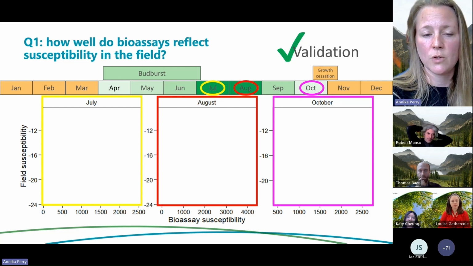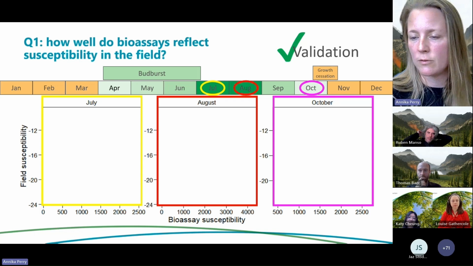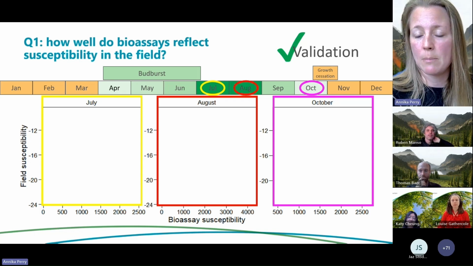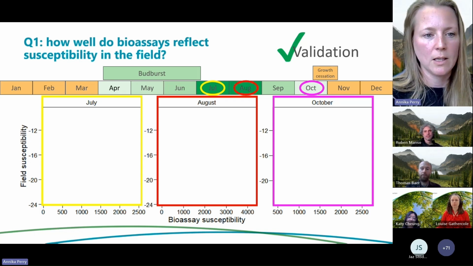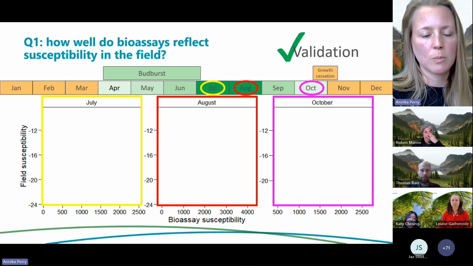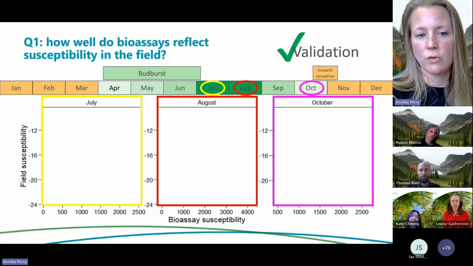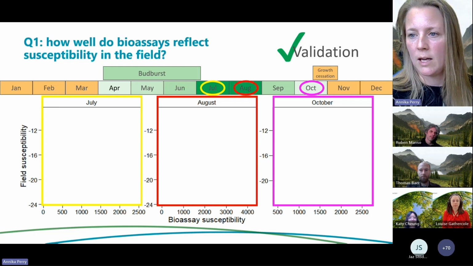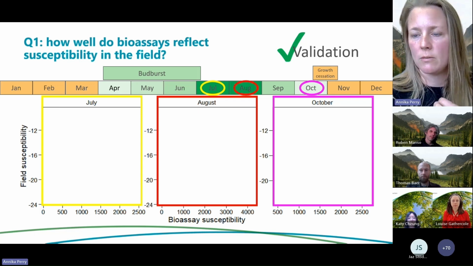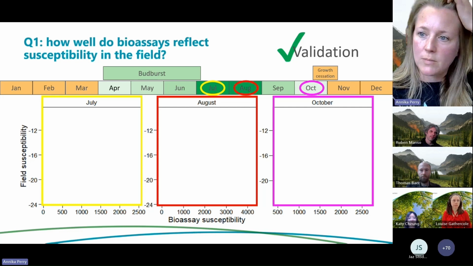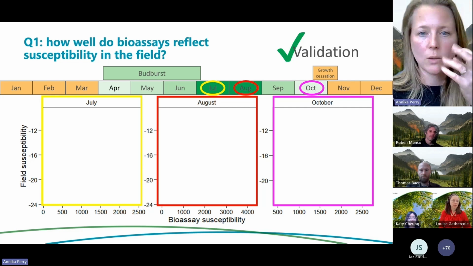As I said, at first I was really trying to minimize the chance of pre-infection. So I thought that sampling earlier would actually be much better. But you can see there's really no relationship at all if you look at bioassay susceptibility compared to field susceptibility. And in fact, you can see that in the bioassay, most of the trees were highly susceptible. This is because the needles were so brand new, newly emerged, they just succumbed to the bioassay conditions really quickly and all turned brown very early.